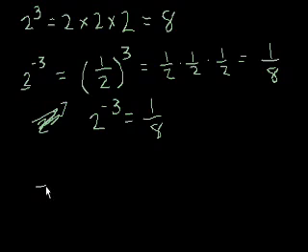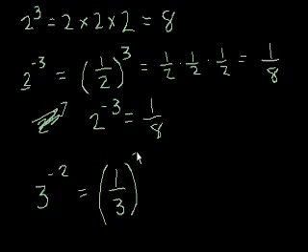Let's say 3 to the negative 2 power. Once again, immediately when we see that negative in the exponent, the easiest thing to do is just immediately take the reciprocal of the base. So we take 1/3, and we raise that to the positive 2 power. And that's easy now. 1/3 squared, well, that's equal to 1/9. Let's do some more problems.